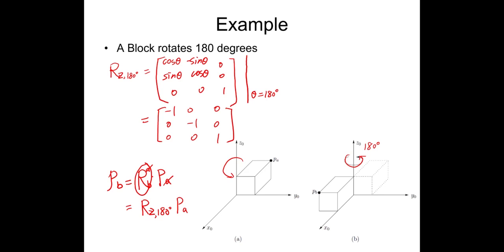So this is another application of rotation matrix. We can also use the rotation matrix to describe the rotation of something in the same frame. Okay, so in this example we rotate something in the same frame.